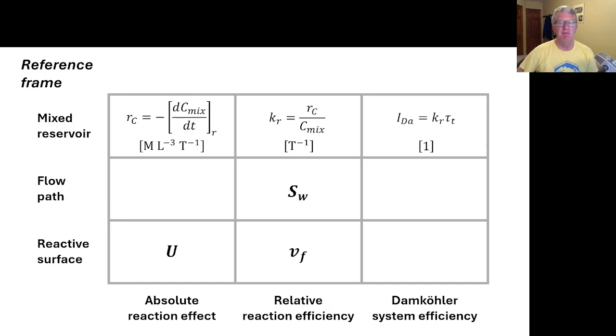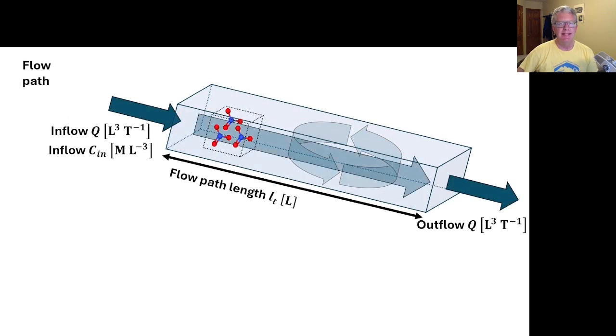A flow path might be characterized as a sequence of parcels of water, each representing a mixed reservoir in motion. The need to add a longitudinal length to the flow path reference frame comes from recognizing that these parcels of water in motion do not fully mix with each other. And the reactant concentration in outflow is therefore defined by the altered chemistry of parcels of water after they have traveled over the length of the flow path.